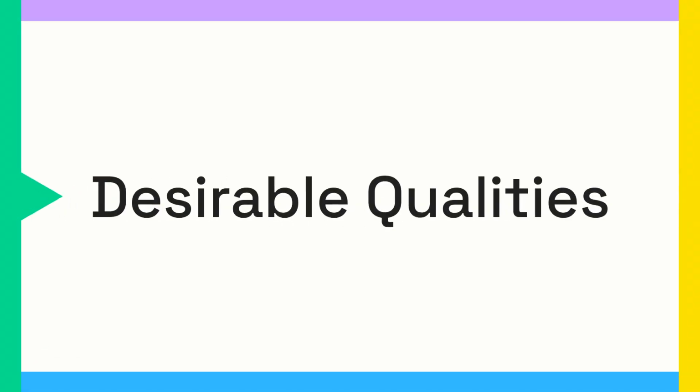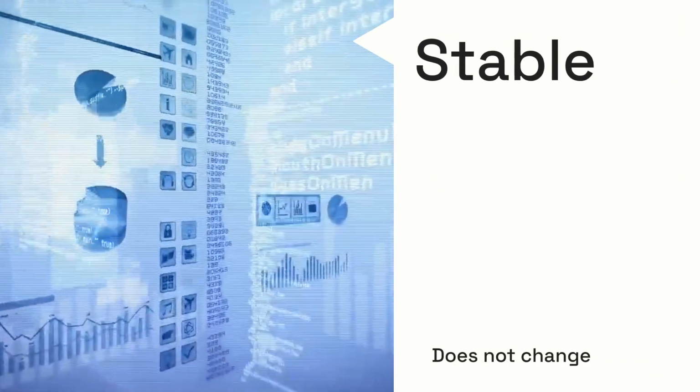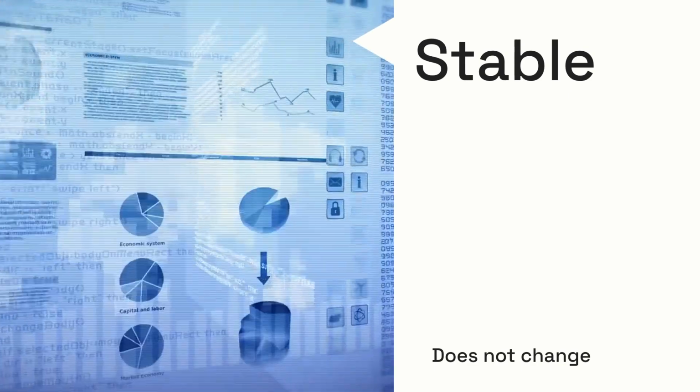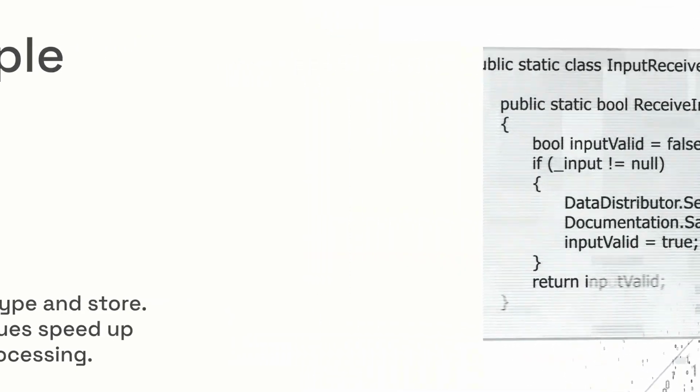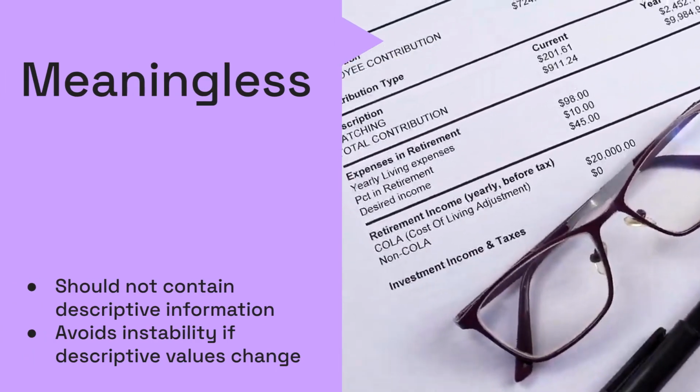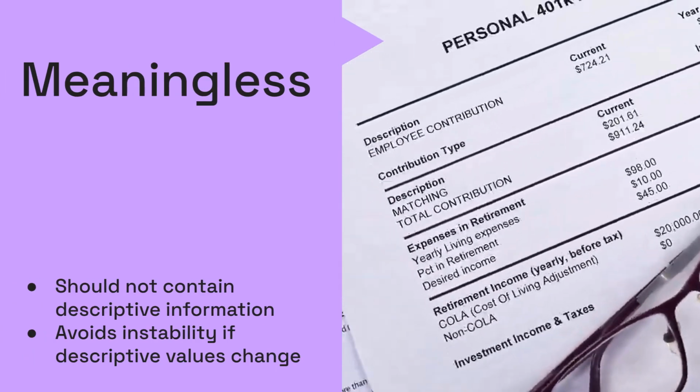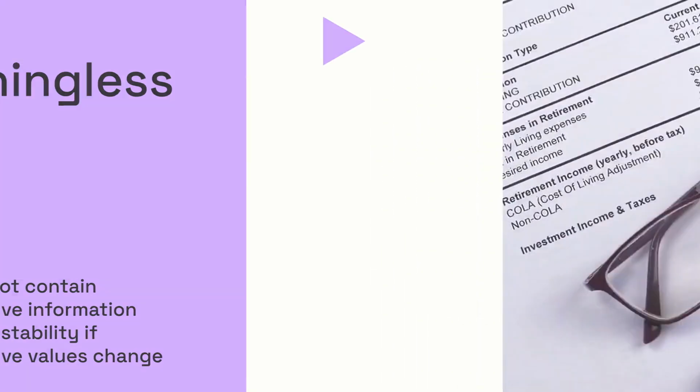Beyond the requirements, there are desirable qualities that make a primary key ideal for database efficiency and maintenance. Ideally, primary keys should be stable. This means the key value should not change over time. Primary keys should be simple. Simple keys are easy to type and store, and small values significantly speed up query processing. Finally, primary keys should be meaningless. They should not contain any descriptive information.